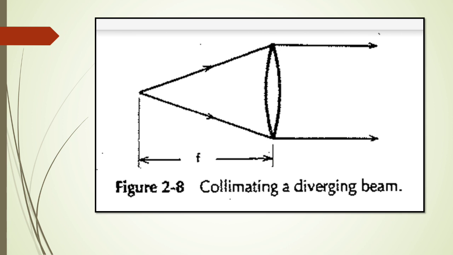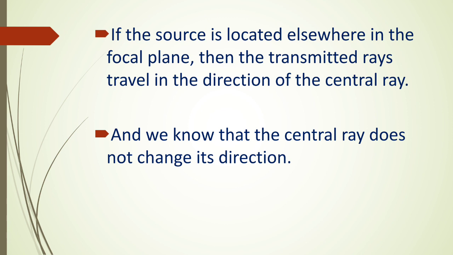If we consider figure number 2.8, the source in this figure is located at the focal point. And we know that the source radiates the energy in the form of a cone. So all the rays of the source radiation cone will be converted to a collimated beam of light by the spherical lens. If the source is located elsewhere in the focal plane, then the transmitted rays travel in the direction of the central ray, and we know that the central ray does not change its direction.